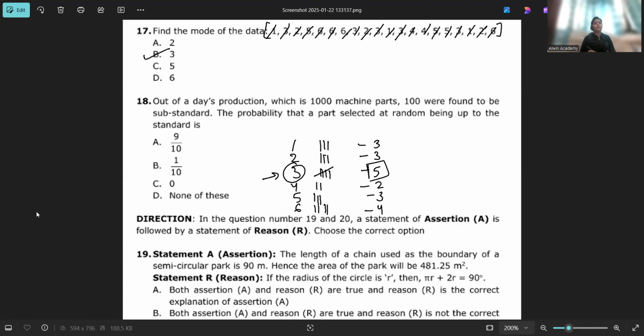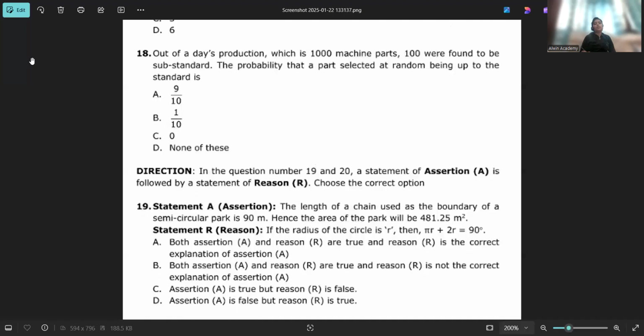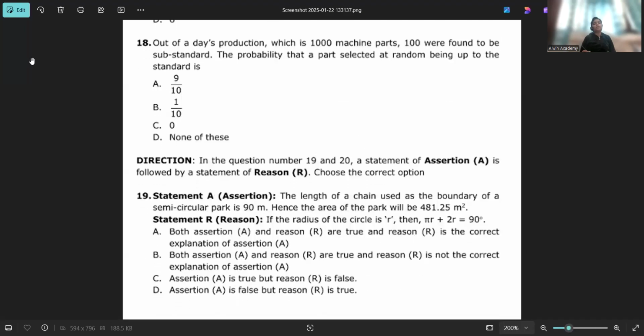Going to the next question. Out of a day's production, which is 1,000 machine parts, 100 were found to be substandard. The probability that a part selected at random being up to the standard is. Now, substandard means that it is not up to the mark. So, if 100 parts out of 1,000 were not up to the standard, how many were up to the standard? 900. And probability is number of favorable outcomes upon total outcomes. So, 2 cancels, 9 by 10, option number A.